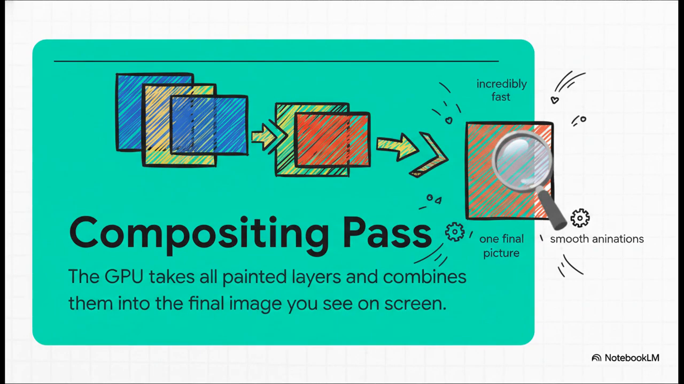And that leads us perfectly into the final step, compositing. The GPU steps in, takes all those separate pre-painted layers, and just squashes them together into the single final image that you actually see. Because all the hard drawing work is already done, this step is lightning fast, and that's absolutely crucial for getting those silky smooth 60 frames per second animations.